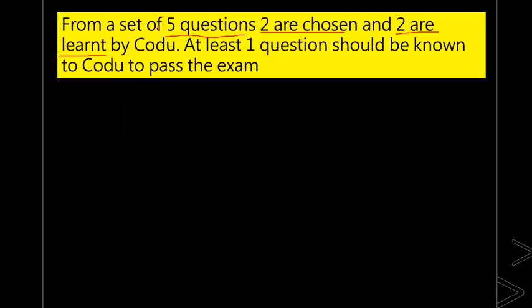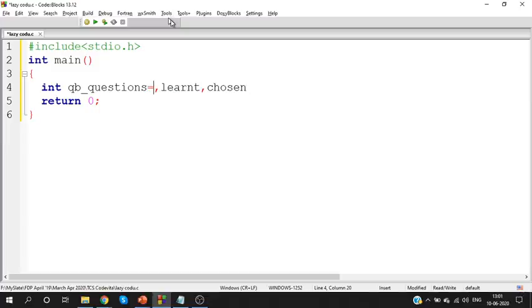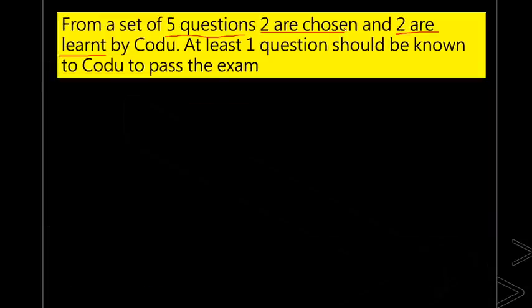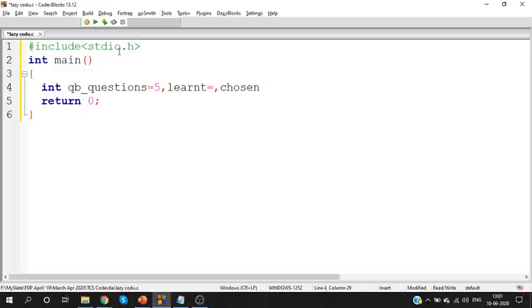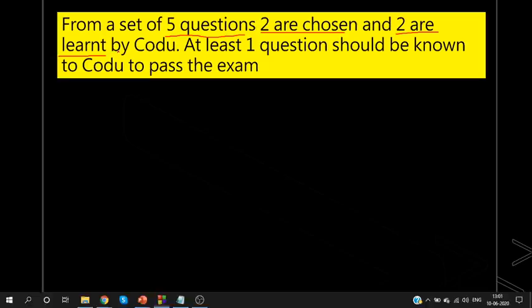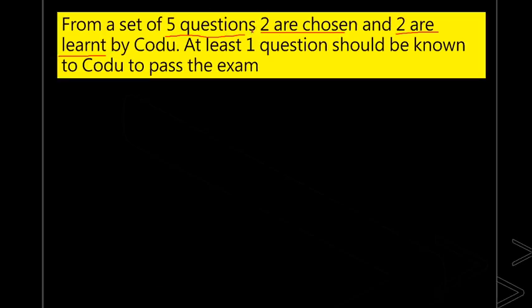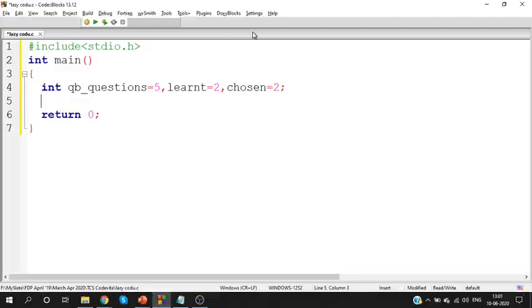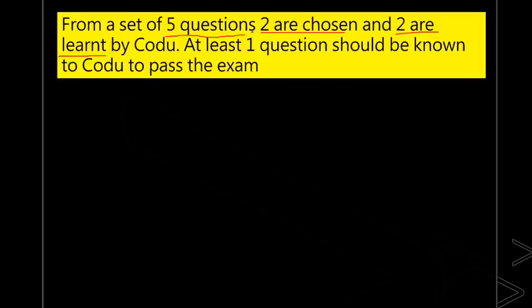So in this problem, what are we assuming? From a set of 5 questions, the question bank contains 5 questions. How many has he learned? He has learned 2 questions. And how many are chosen? The number of questions chosen is also 2. So this is what is given in the question. Now we'll proceed, and as I proceed, parallelly we are going to code it also.